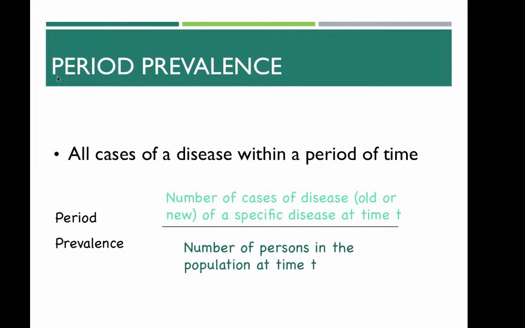And so in a survey question for period prevalence, we might ask the question a little bit differently. We might say, have you had asthma in the past 12 months, during the last year? And so that's asking about the prevalence of asthma over a longer period of time, as opposed to point prevalence, which was asking about this current point in time.